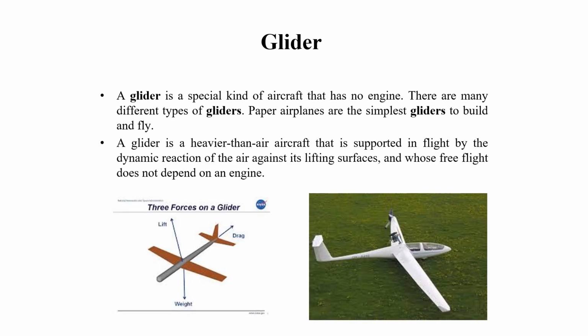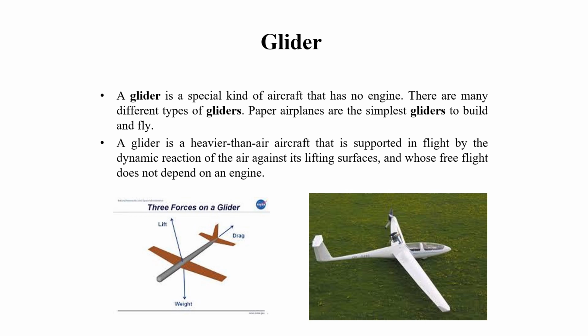First we start with gliders. A glider is a special kind of aircraft which doesn't have any engine. There are different types of gliders, starting with paper planes, simply gliders. By considering these gliders, there should not be any thrust.